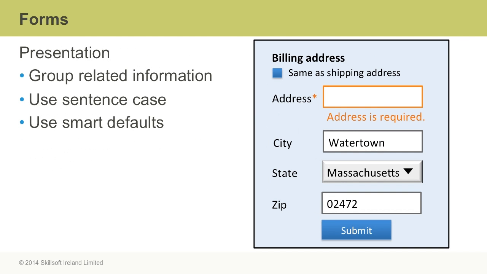To present our forms effectively, make sure that related information is grouped together and the flow of the form makes sense. For example, contact information is generally asked for first, while additional information is usually presented later. Use sentence case for labels and help text, and employ smart defaults to make the user's job easier. In some cases, you can also use browser or device geolocation information to pre-fill some fields for the user.